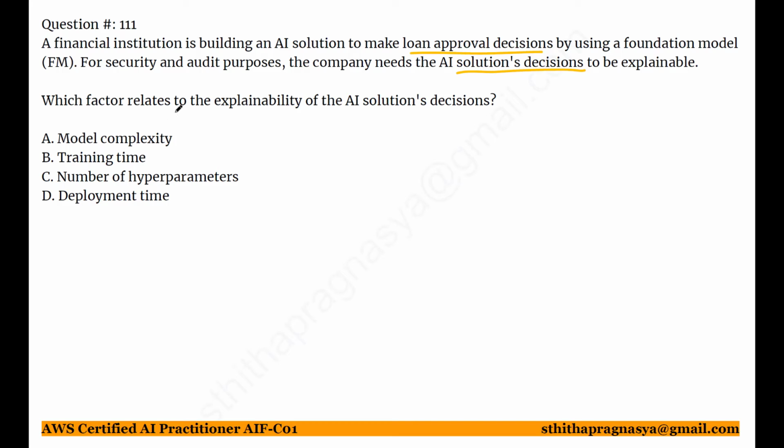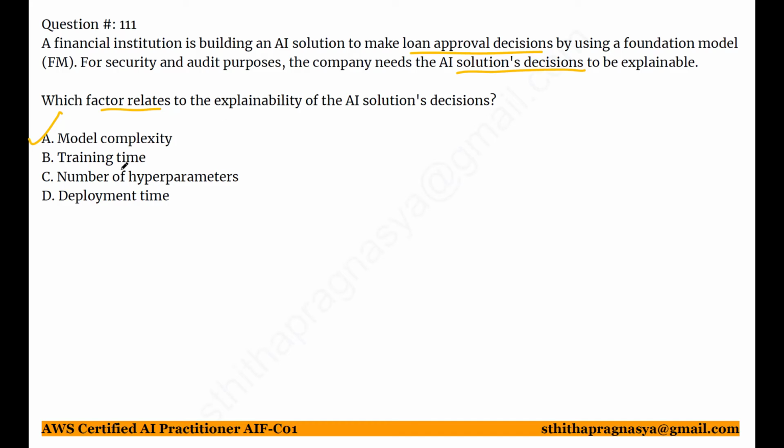All right, model complexity. It refers to the intricacy of the model structure, such as the number of layers in a neural network or the number of parameters. Complex models are often harder to interpret and explain because of their black box nature. Simpler models, or methods to simplify complex models, enhance explainability by making decisions easier to understand and audit. Okay, so this is the right answer, because model complexity directly impacts explainability.